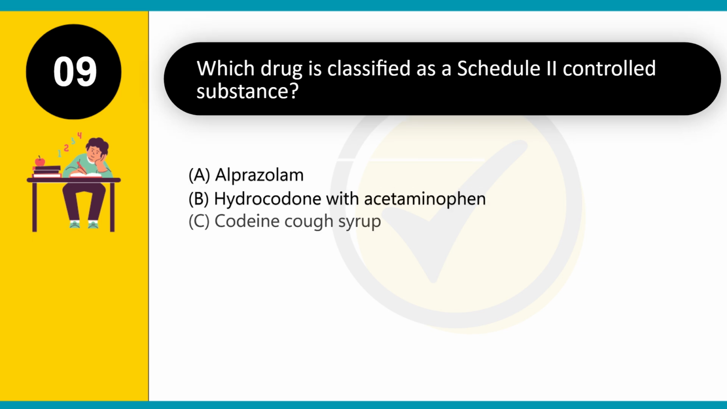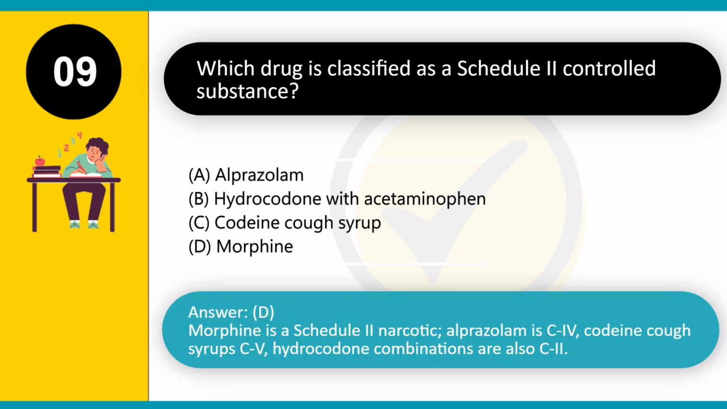Which drug is classified as a Schedule II controlled substance? A. Alprazolam. B. Hydrocodone with acetaminophen. C. Codeine cough syrup. D. Morphine. Answer, D. Morphine is a Schedule II narcotic, alprazolam is C4, codeine cough syrup CV, hydrocodone combinations are also C2.